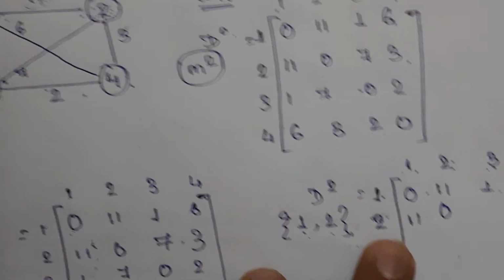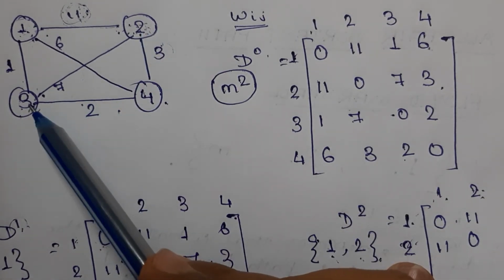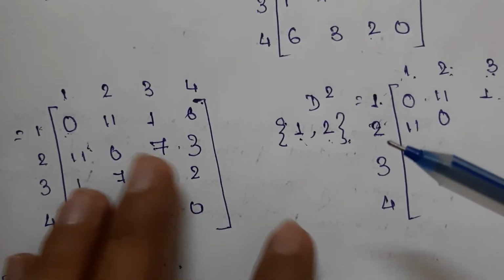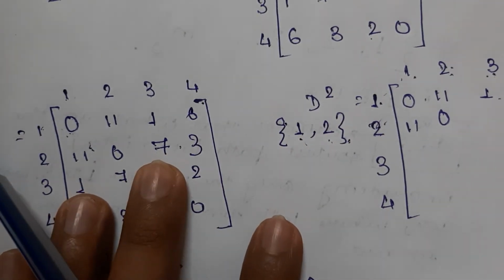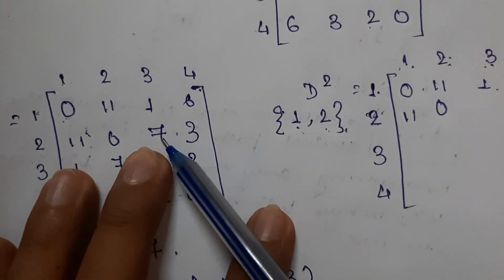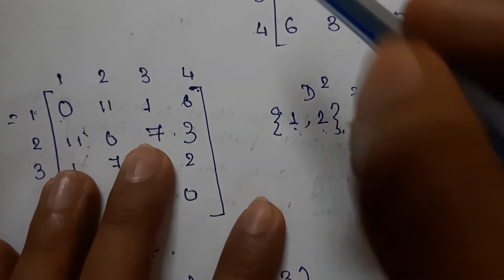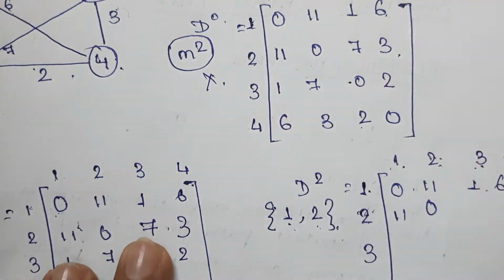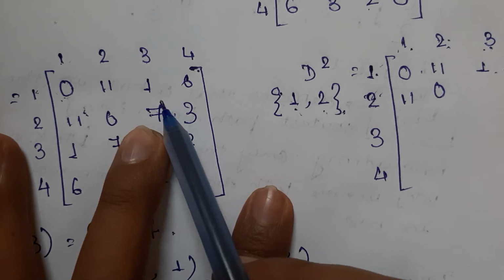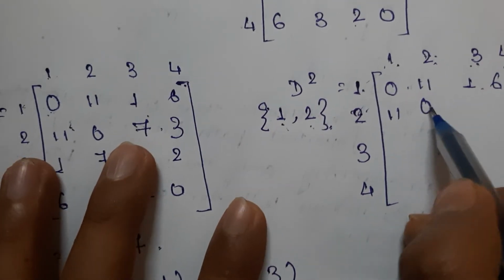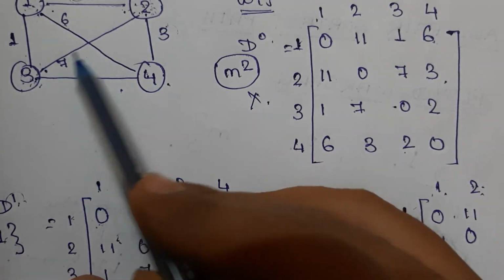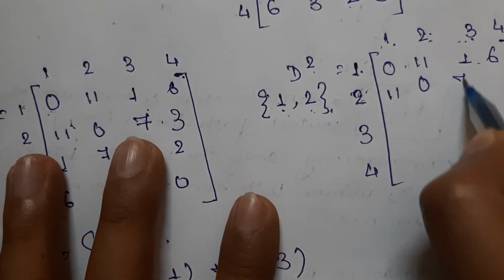2 to 3, now I have included 2. So what was the previous result? Here I have included 1. So in D1 I have included 1. I will take this matrix as reference. Now I will forget the other matrix. D2 1, what is the minimum here? 7, right? So I will take 2 to 3, it's 7 here also, so the minimum is 7, right?